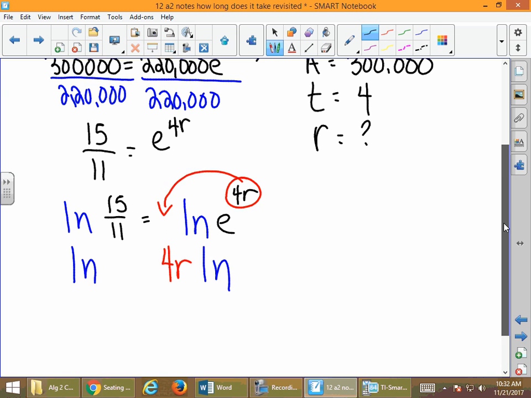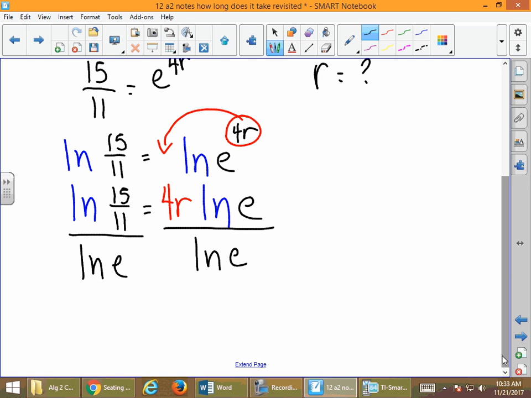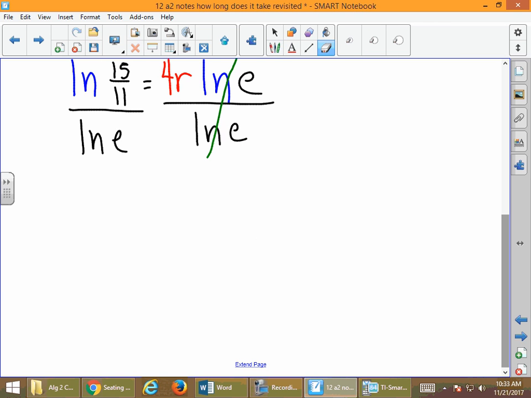So it's going to be the natural log of 15/11 equals the natural log of e. Well, it's 4r times the natural log of e. We're going to have to divide by the natural log of e. And that cancels out. We're going to get this decimal on our calculator that we are going to keep in there. We still have the 4r.